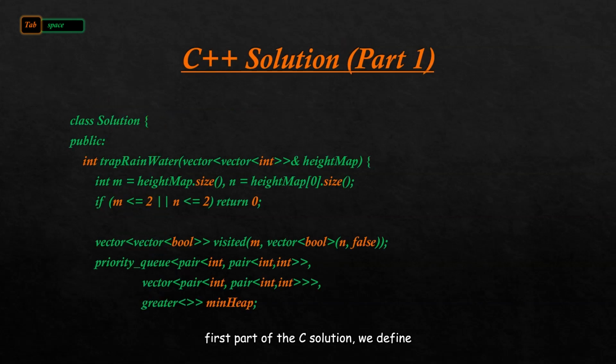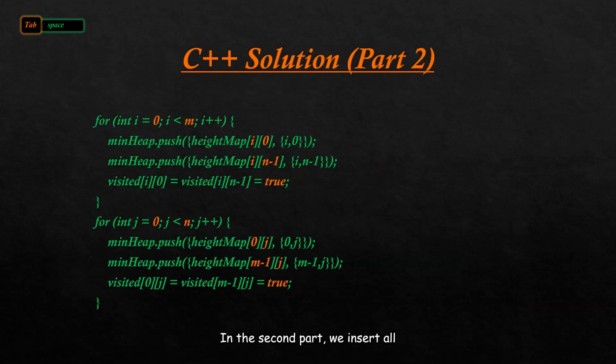In the first part of the C++ solution, we define the function trapRainWater. We first handle the base case where the matrix is too small to hold any water. Then we initialize a visited matrix to keep track of cells we have already processed. We also create a min heap or priority queue, which will help us always process the lowest height cell first.